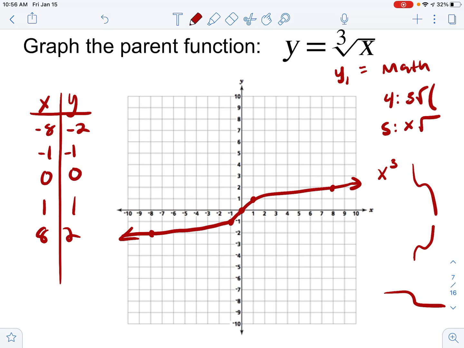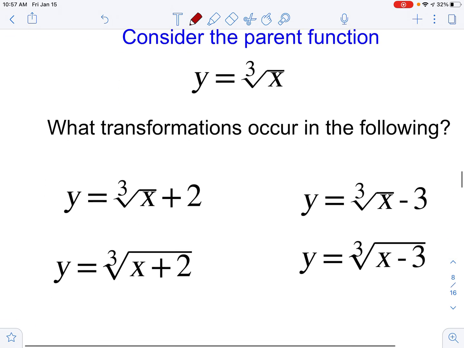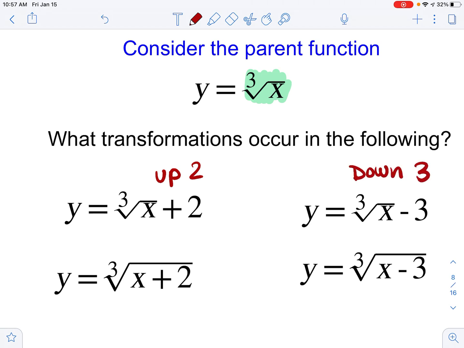Okay, so we should be able to graph any one of these functions. And of course, we should also be able to recognize any of the transformations that occur. So I repeated the same slide that we did for our square root functions, and this time applied it to our cube root functions. Okay, but the transformations themselves are the same. This is still up 2. This is still down 3. This is still left 2. And this is still right 2, except it's going to look different because we don't have that starting point and we don't have that arm swinging out.